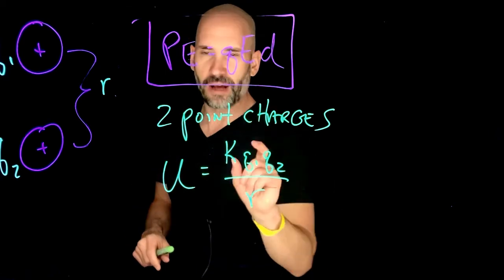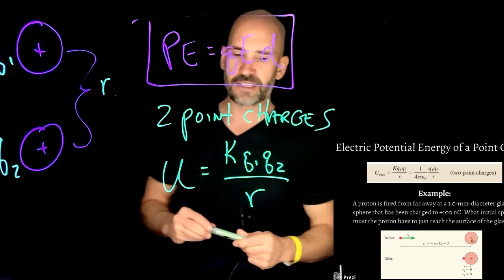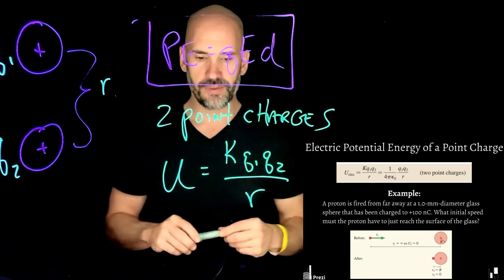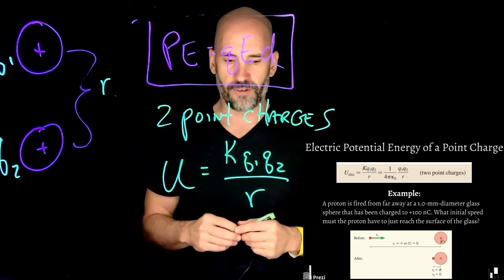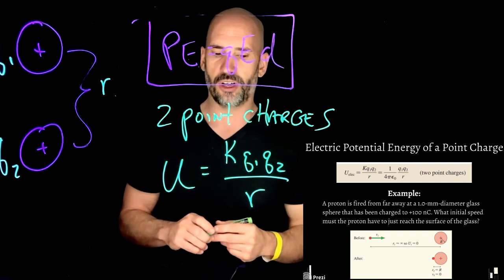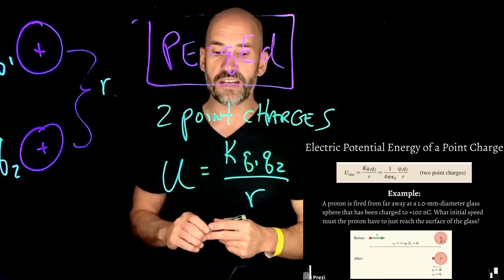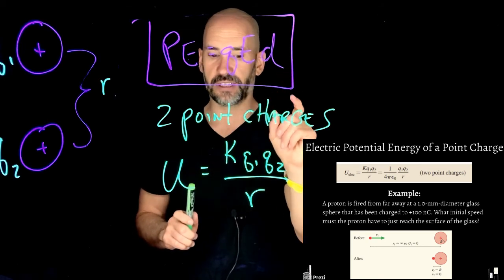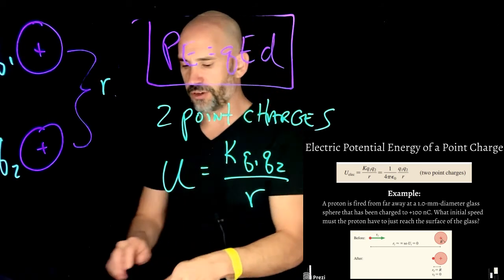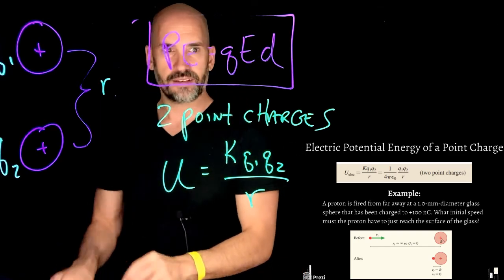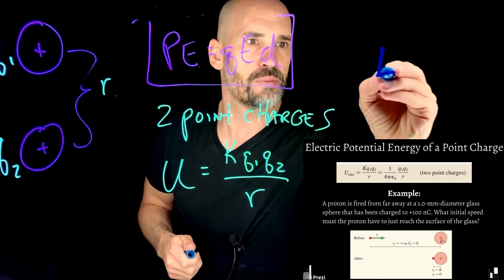On the same slide, it says a proton is fired from very far away. That's physics language for infinity away. And it's fired at a 1 millimeter diameter glass sphere with a charge of 1 nanocoulomb. What initial speed must a proton have just to reach the surface of the glass? We can look at this again as a conservation of energy problem.